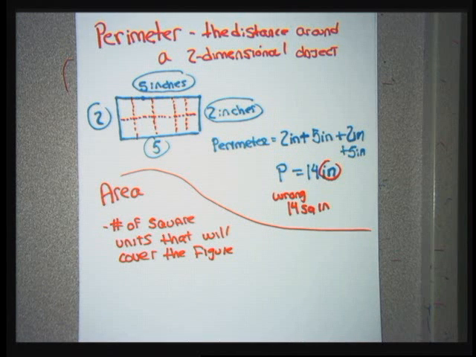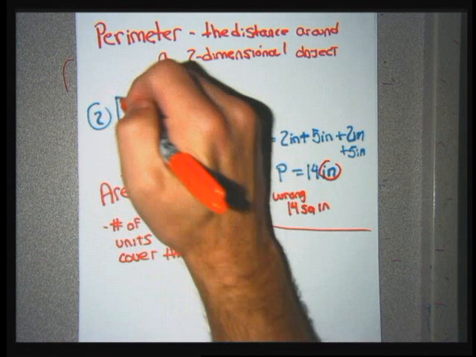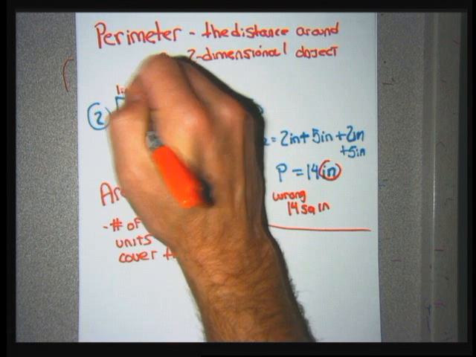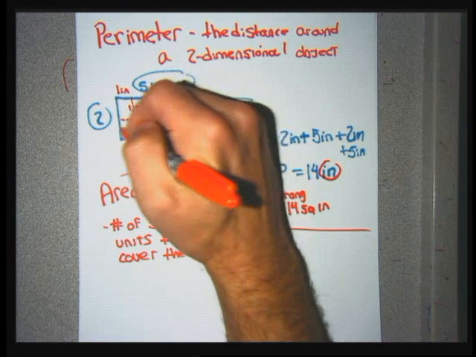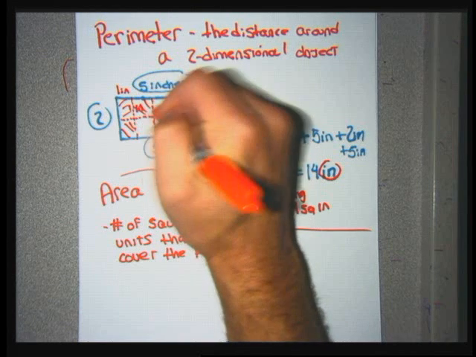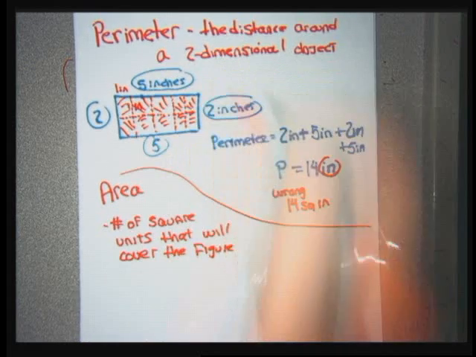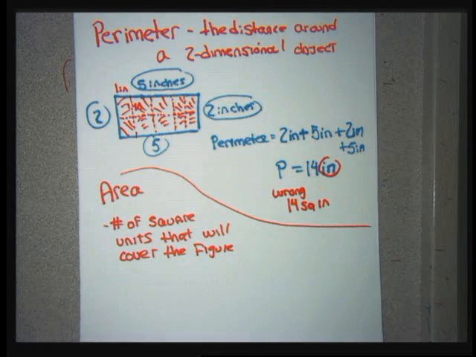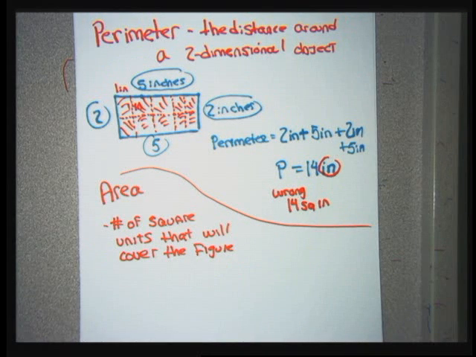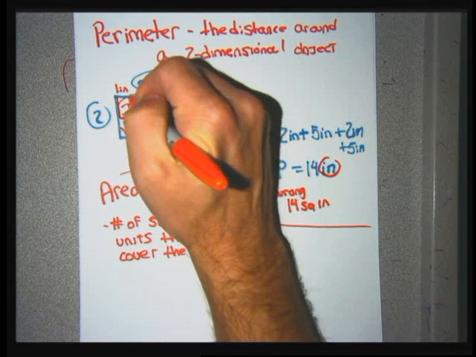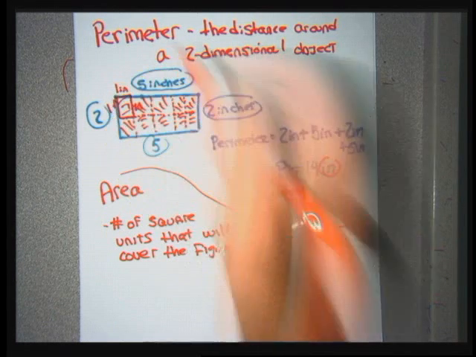Theoretically, I've used a ruler and all these squares are equal in size, though they're not drawn exactly. But assuming that each one of these squares is 1 inch by 1 inch, this particular rectangle has 1, 2, 3, 4, 5, 6, 7, 8, 9, 10 hypothetical 1 inch by 1 inch squares that will cover it. So the area of that rectangle is 10 square inches, because each one of these squares is 1 square inch.